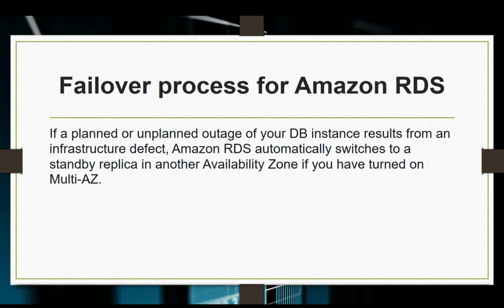So in this case, Amazon RDS will automatically switch to the standby replica in another availability zone if you have turned on multi-AZ. Now the time that it takes to failover depends on the database activities and conditions at the primary database instance at the time the primary database instance became unavailable, right? So you have to keep this in mind. Now failover times are typically anywhere between 60 seconds and 120 seconds.